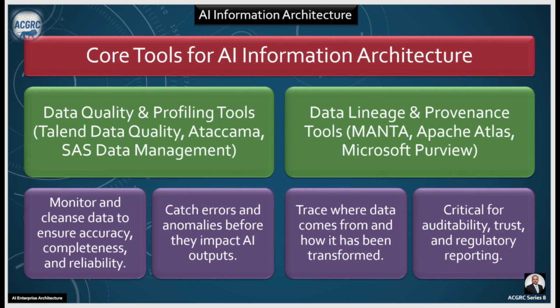Now, to trace where data comes from and how it has been transformed, which is critical for auditability, trust, and regulatory reporting, we have tools such as Manta, Apache Atlas, or Microsoft Purview. These come under the data lineage and provenance aspect.